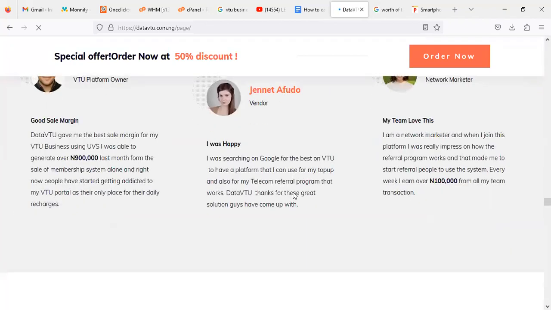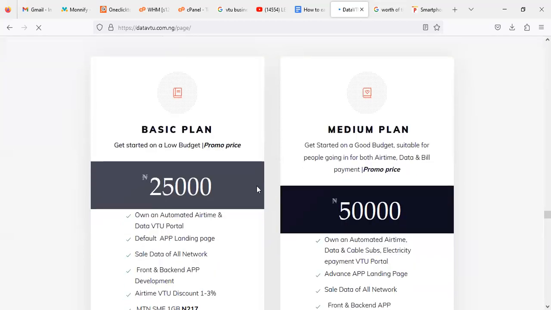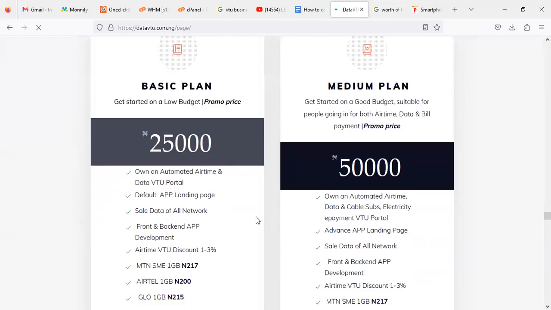We are trying to build up a business for you, and set up the whole system for you based on principles that work, not just seeing a VTU website without any directions. Someone will just say, I want to build a VTU website without any direction. This is a VTU website that has directions. Starting with the first package, which is 25K. With the 25,000, you're going to own a VTU website based on airtime and data of all networks, so you're going to sell every data network. It's going to include front-end and back-end development.